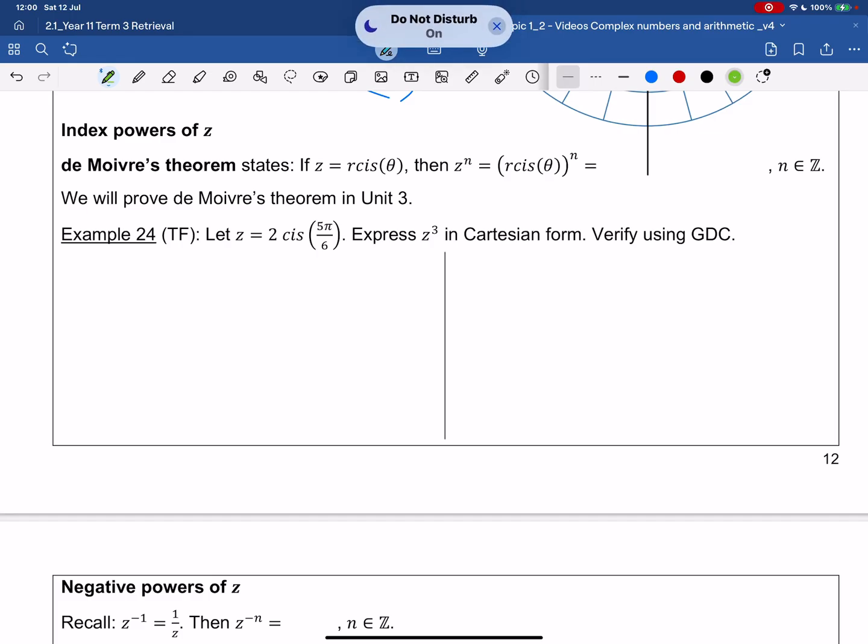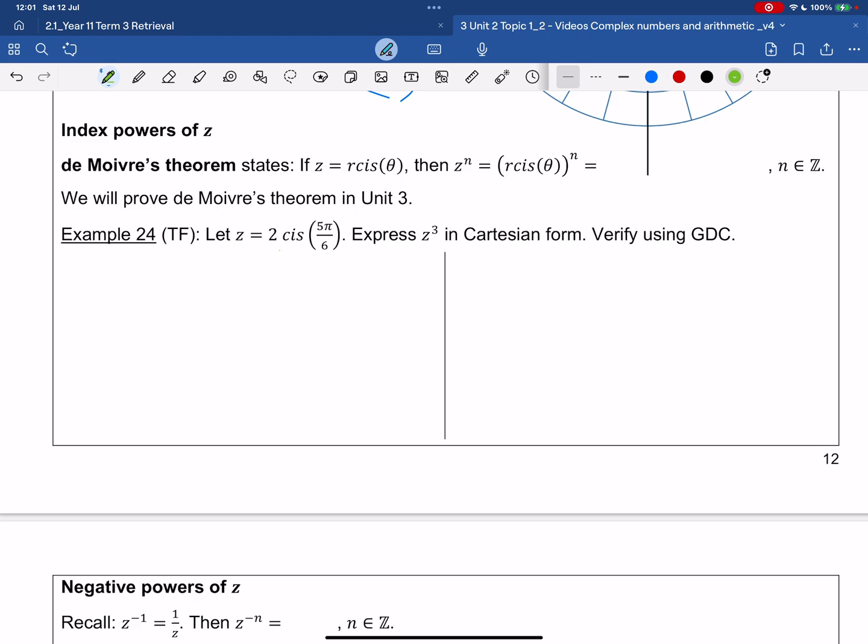So de Moivre's theorem allows us to easily find the value of powers of complex numbers. So rather than having to FOIL or expand using Pascal's triangle or various other things, we can use de Moivre's theorem. So let's have a look and see how that works.